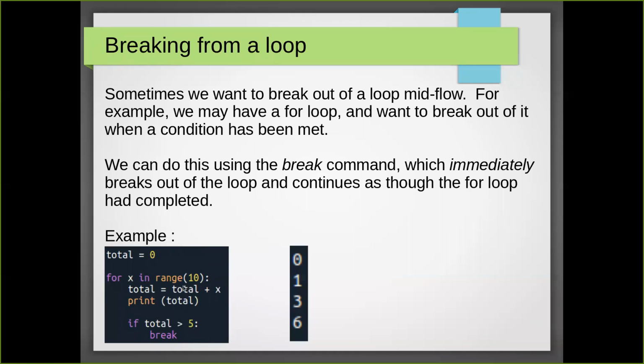This time, we've got a total of value 1, and x is now 2. So 2 plus 1 is 3. So total is now 3. Still not greater than 5, though. So round again. x is now 3. So for x in range 10, we've gone round. x is now updated to 3. Total is now 3. So 3 plus 3 is now 6. We print out total. Print out the value 6, but now this condition is true. So we said if total gets greater than 5, then break. So the loop then stops as though it had completed. It doesn't go counting up the rest of the x values up to the value of 9.